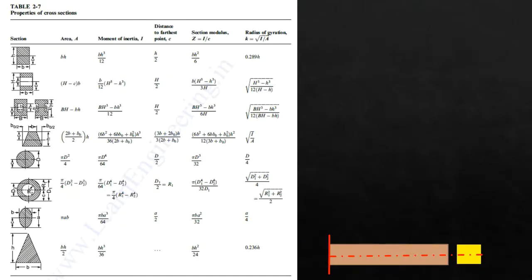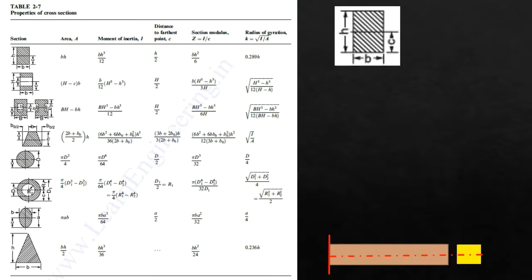Now this table which you see on the screen, we'll be making use of to determine the properties of cross sections during bending. Now this table gives the values of section modulus for different cross sections. Also we can see the values of moment of inertia using this table.